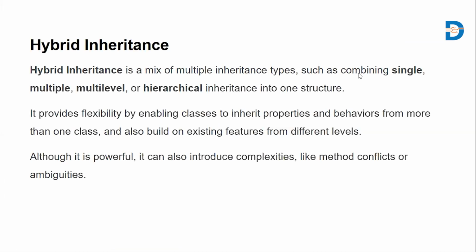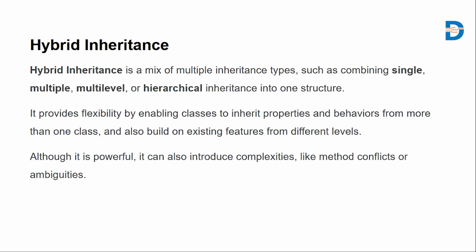Hybrid inheritance is a combination of different types of inheritance, such as single inheritance, multiple inheritance, multi-level inheritance, and hierarchical inheritance. Everything is merged into a single class structure that we call hybrid inheritance.